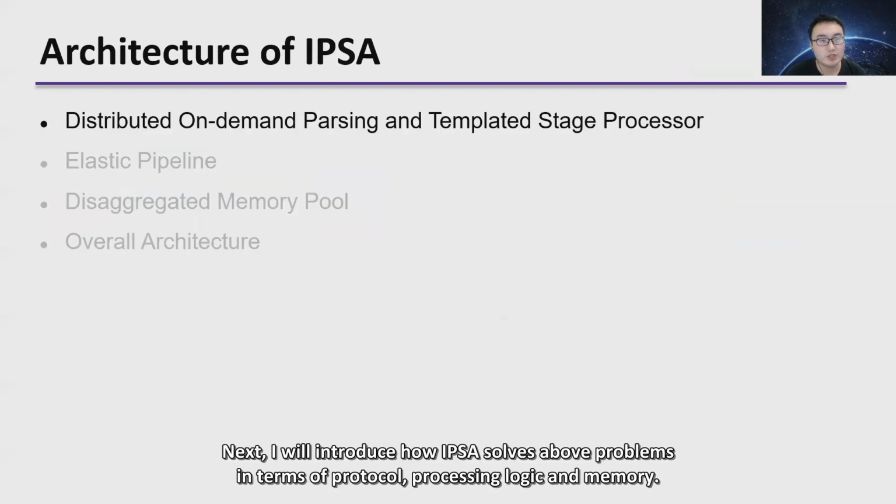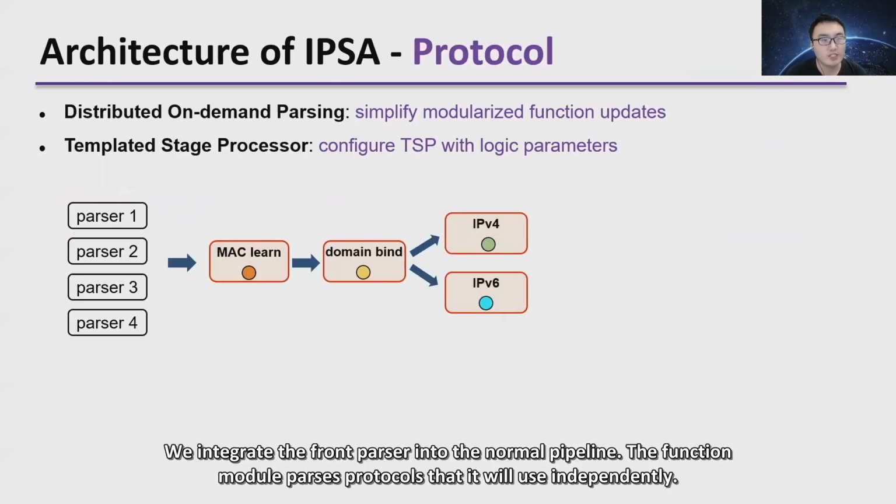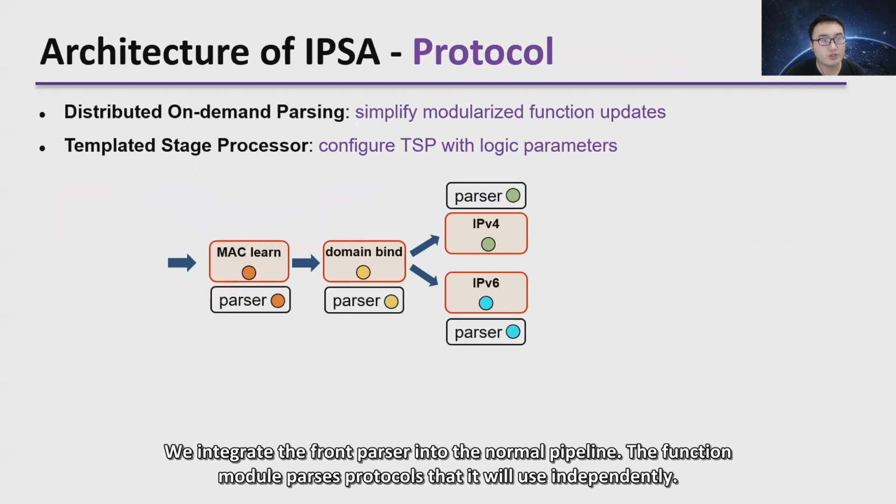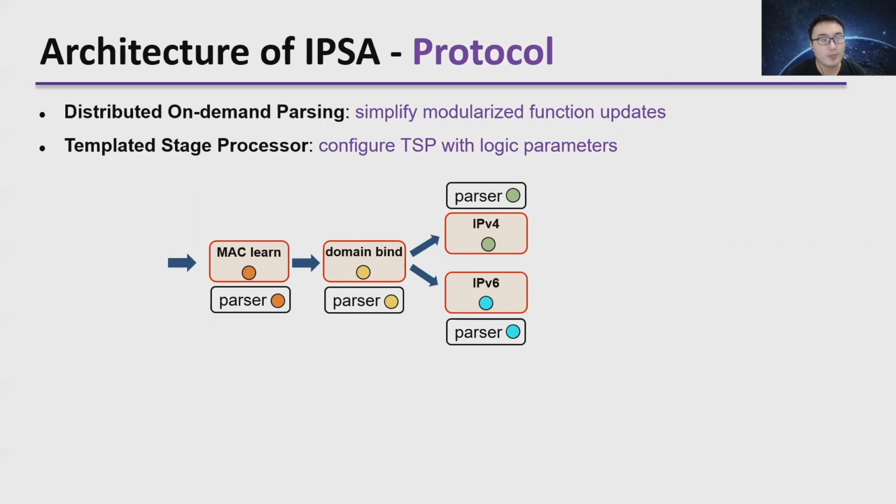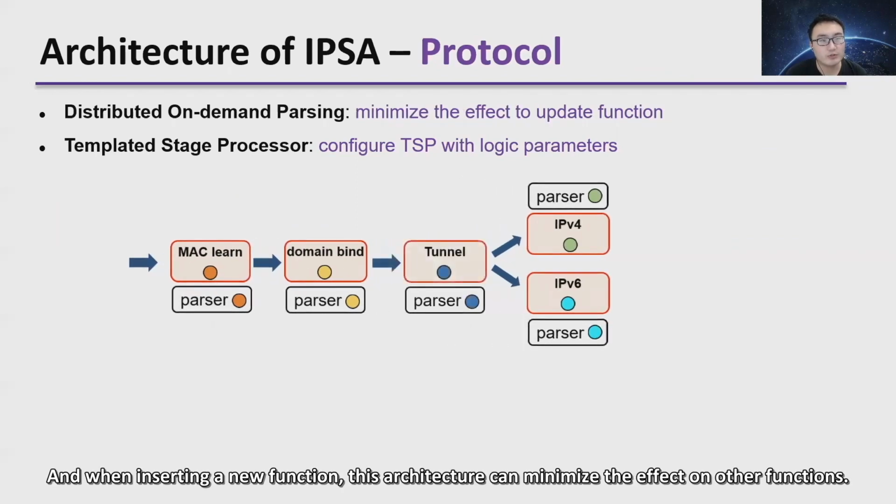Next, I will introduce how IPSA solves the above problems in terms of protocol, processing logic and memory. We integrate the front parser into the normal pipeline. The function module parses protocols that it will use independently. And when inserting a new function, this architecture can minimize the effect on other functions.